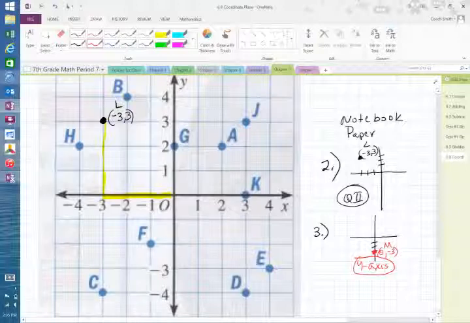Okay? So that's how you do 2 through 5, and 17 through 24 is like that.